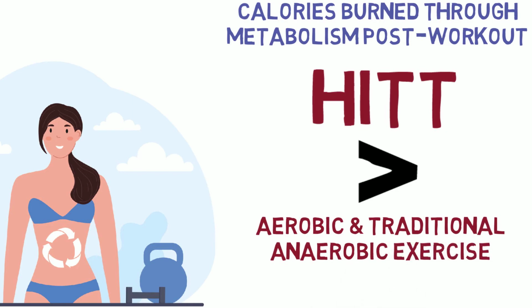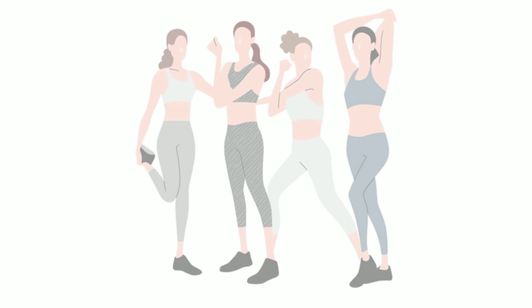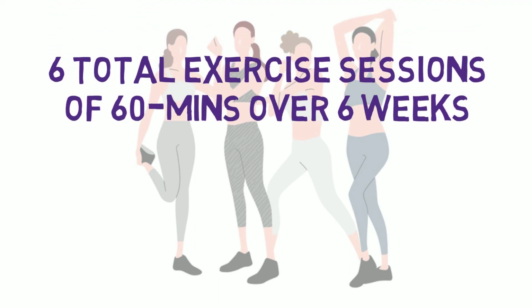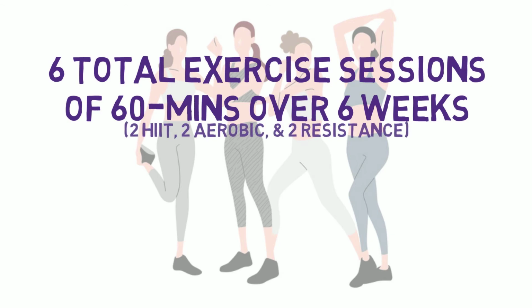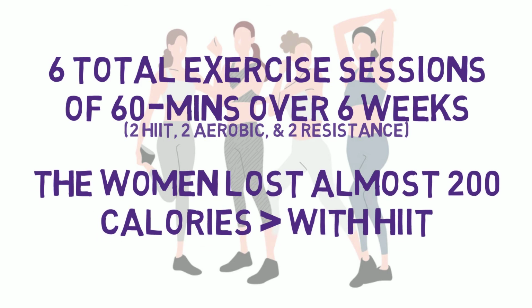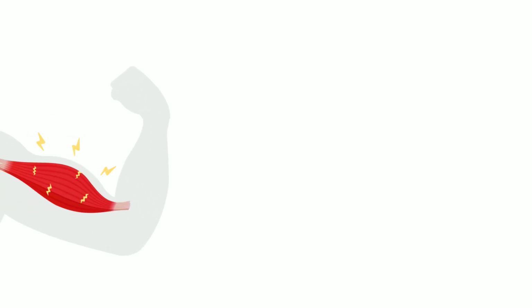In the study, 20 active women in their 20s completed 6 total exercise sessions of 60-minute duration over 6 weeks, including 2 HIIT sessions, 2 aerobic training sessions, and 2 resistance training sessions. The findings demonstrated that, on average, the women lost almost 200 calories more due to a heightened metabolism with HIIT than standard aerobic and resistance training. This is because HIIT is tougher on the body as it requires more energy to repair itself later.